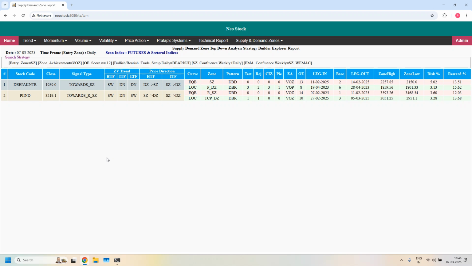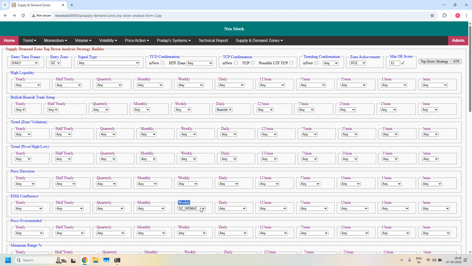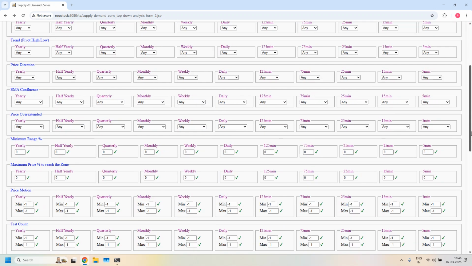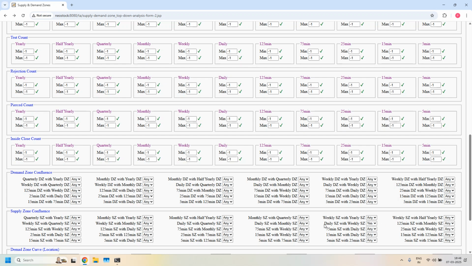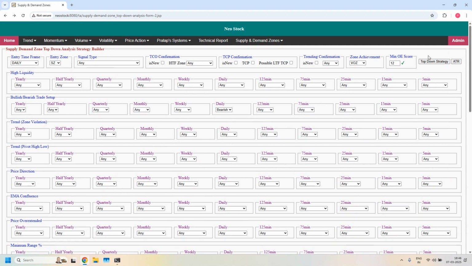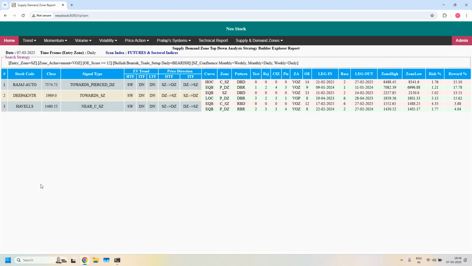That is nothing but daily, weekly and monthly supply zone confluence supported stocks. I am removing this EMA filter, and in the supply zone confluence, we should set 3 filters. First filter is already enabled. Second, daily with monthly supply zone confluence, and then weekly with monthly supply zone confluence. With all the 3 filters, LTF, ITF, HTF supply zone confluence, we got 3 stocks.